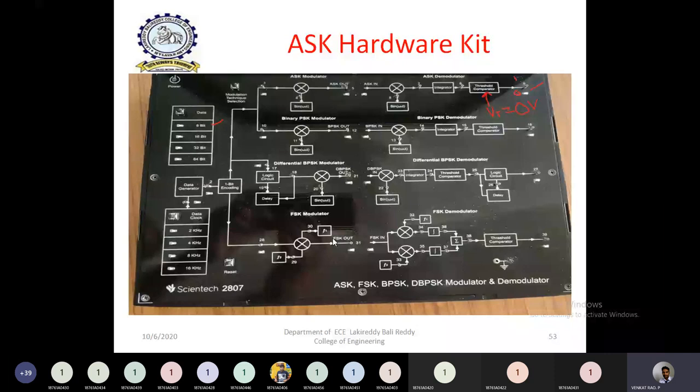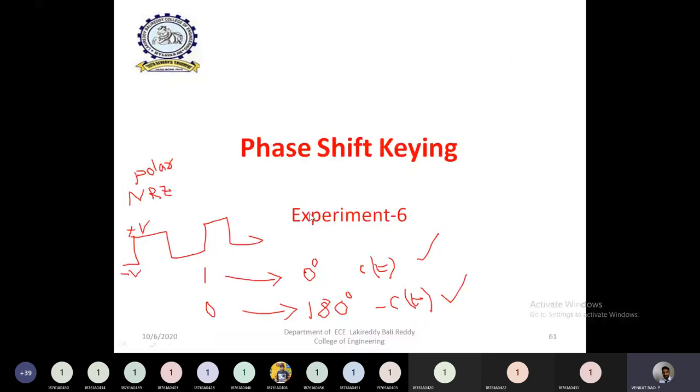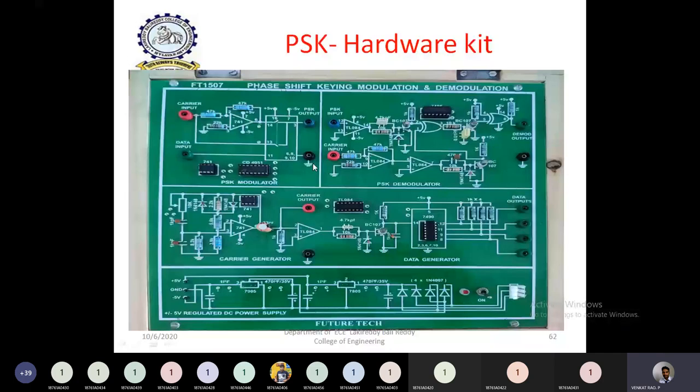Okay, one maybe you can find out in the common kit, or another possible solution is you can use a separate kit for separate modulation technique. Either way, you can do an experiment. But since we have a separate kit for phase shift keying and frequency shift keying, let us use that separate kit.